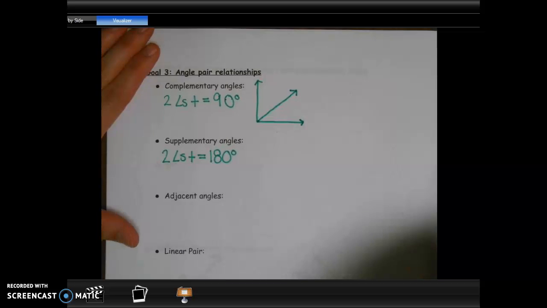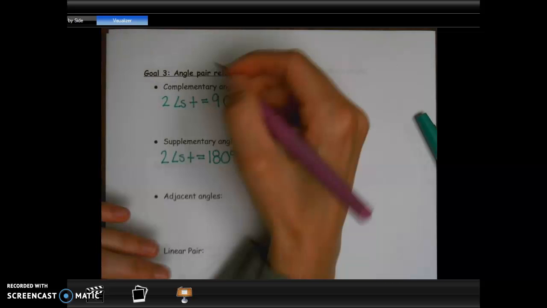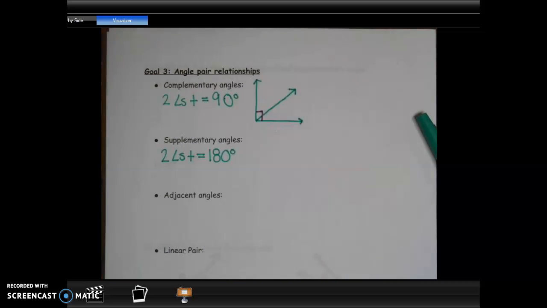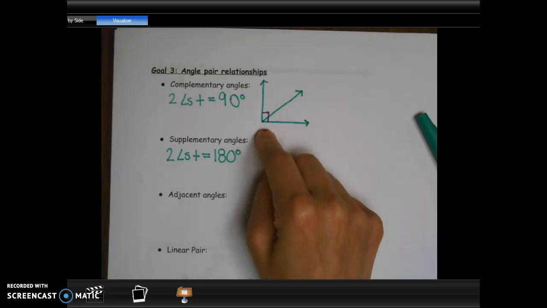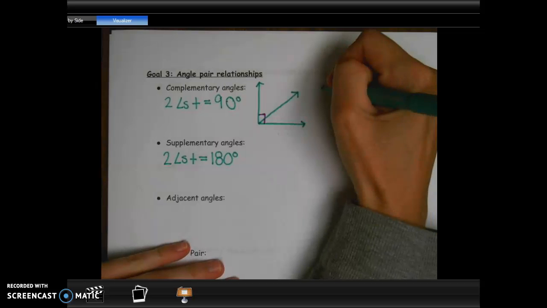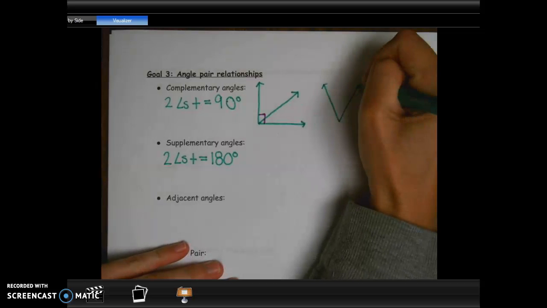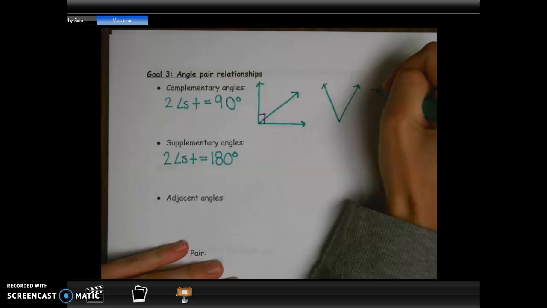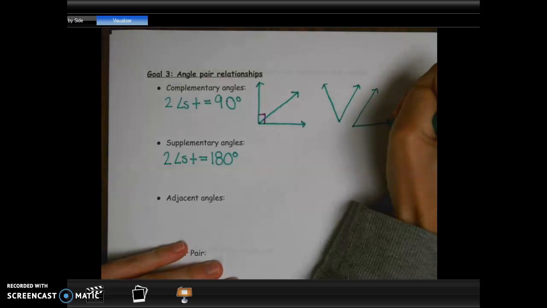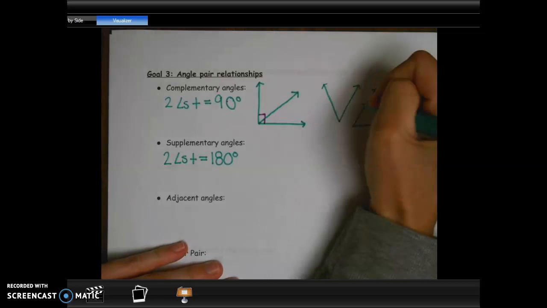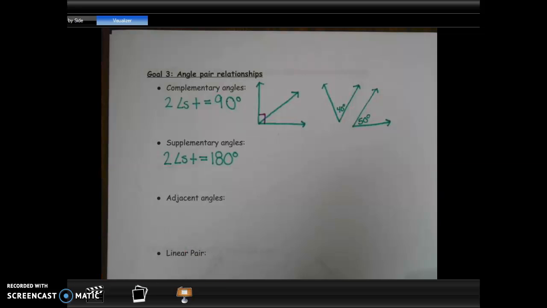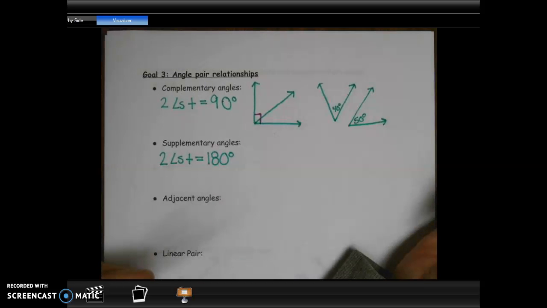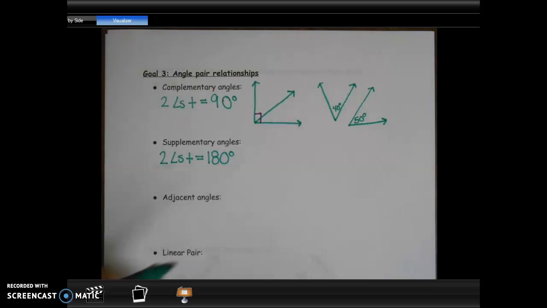90 degrees is represented by a box. So these two angles here, since when they're put together they create a box, that means they're complementary. So you also had, let's see, 140 degrees and 150 degrees. So you also had those two angles. These, remember, if we added them together and they were 90, they would also be considered complementary.